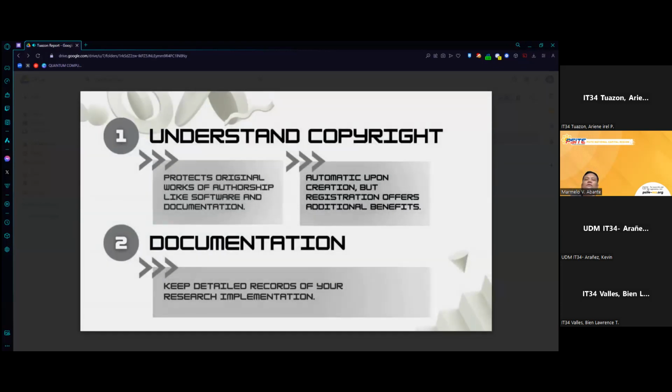First is understand copyright. Copyright protects original works of authorship fixed in a tangible medium such as text, software, and other creative works. Copyright protection is automatic upon creation, and registration is not required. However, registration can provide additional benefits. Second is documentation. Keep thorough documentation of your research implementation, including code, documentation, and any other creative aspects.